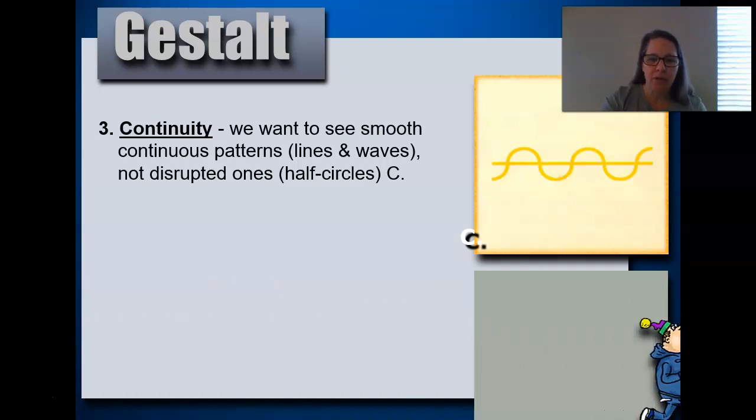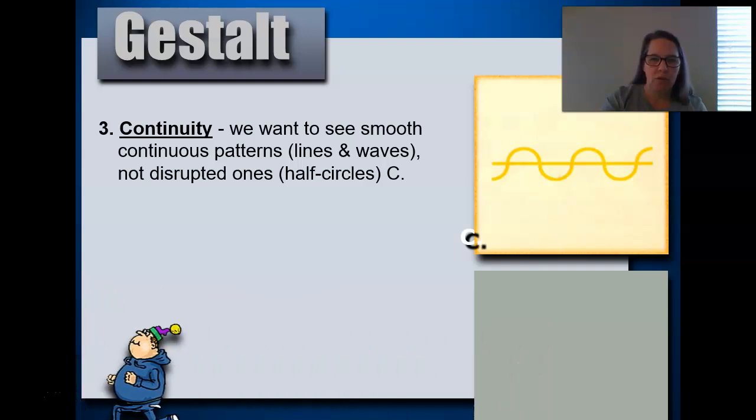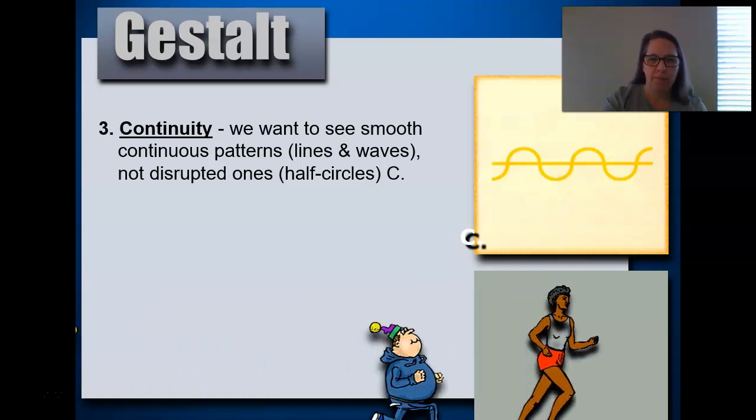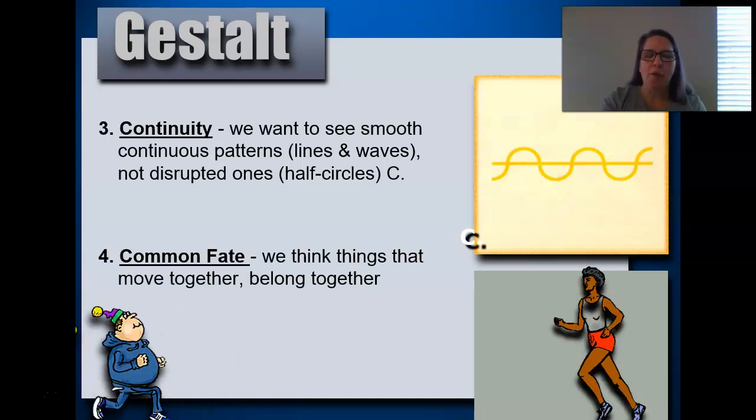Okay, here's our little runners. Okay, there they go. Keep going. All right, so common fate. This is the idea of common fate. We think things that move together belong together. Okay, so just like our 2 little runners there.